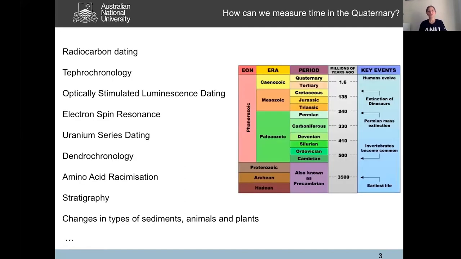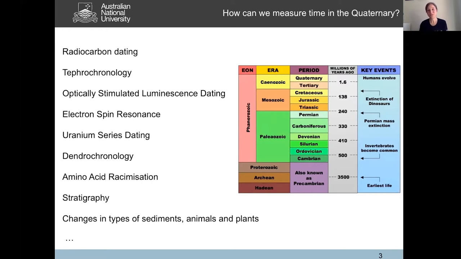So radiocarbon dating is used over the last 50,000 years, and that is in the very end of the Quaternary period here. So it's quite a recent area, but it's a time period where we have a huge amount happening in archaeology and a huge amount happening that is of huge interest in the paleo environment as well.